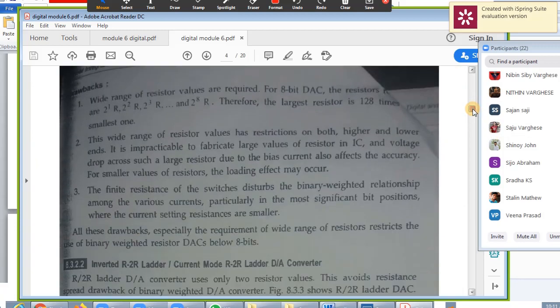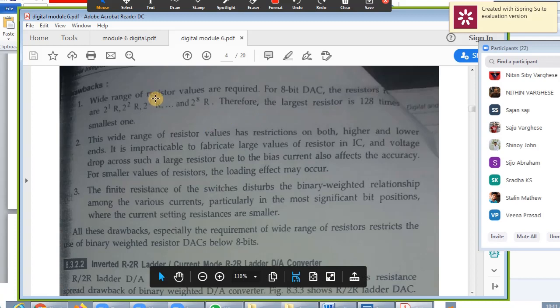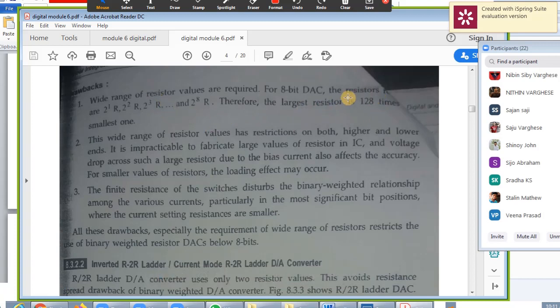Now we'll see the drawbacks of this method. The main drawback is that we need a wide range of resistors. I already told you: 2 power 1 R, that is 2R, then 4R, 8R, 16R, like that it will continue. Different values are needed, and the largest resistor is 128 times the smallest one. So various different resistors are required.